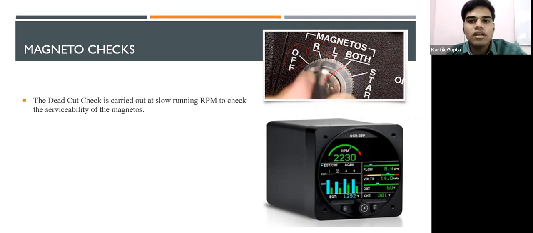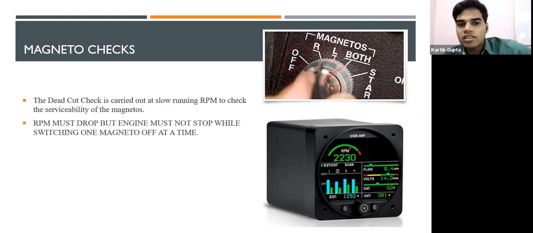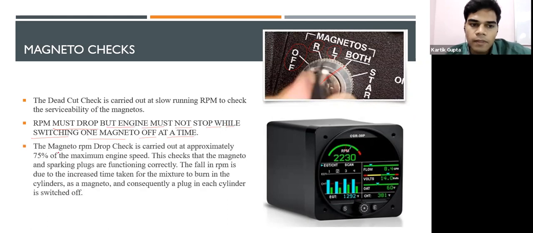We'll do the same thing for the right, and then we switch to both again. We do it in a few seconds, and we see the RPM change. If they are serviceable, then it should be within limits. These are known as dead cut checks. RPM must drop, but the engine must not stop while switching one magneto off at a time. The magneto drop check is carried out at approximately 75% of the maximum engine speed.